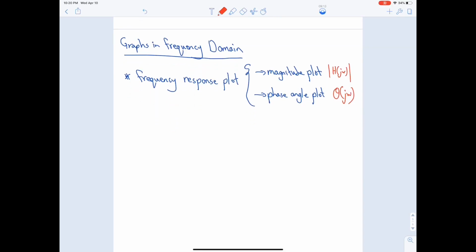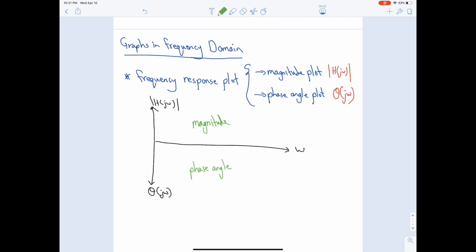How can we plot two graphs in one? Let's see. So here's our y-axis and the x-axis. At the x-axis, we will put the angular frequency. On the positive side of the frequency response plot, we're going to add the magnitude, and on the negative side we will add the phase angle. So as you can see, we have included the two plots in one. This is the magnitude and this is the phase angle side.